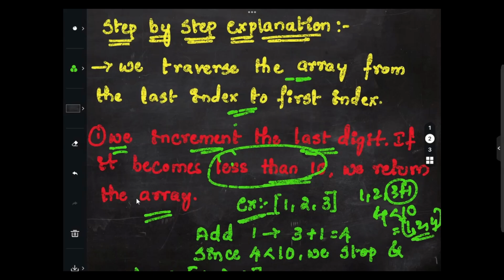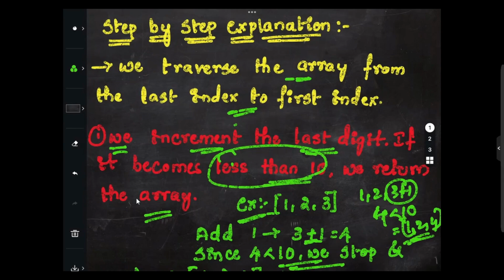As in the same example here, add 1, which is 3 plus 1 is 4. Since 4 is less than 10, we will stop and we will return 1, 2, 4. So this is what we need as the output. Output is 1, 2, 4. We got it here itself, right? So we got it here itself, 1, 2, 4.